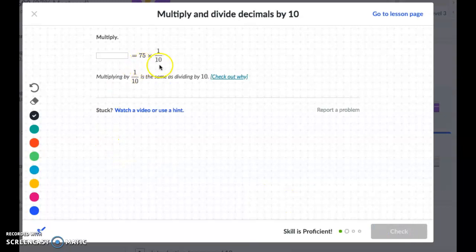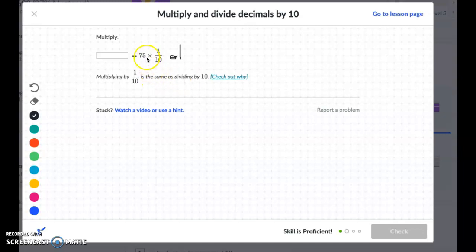Okay, 75 times 1/10. So we said, well, we can think about 1/10 as decimal 0.1, or we can also think about that multiplying by 1/10 is the same as dividing by 10. So go ahead and think about what your answer would be for this. And this one does get a little tricky.